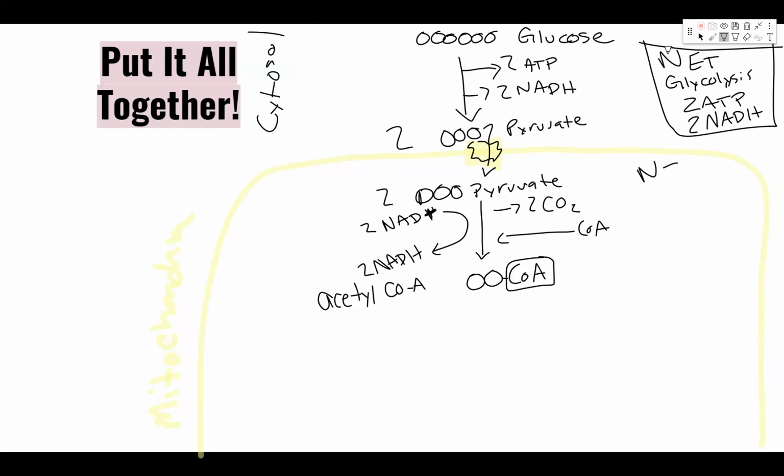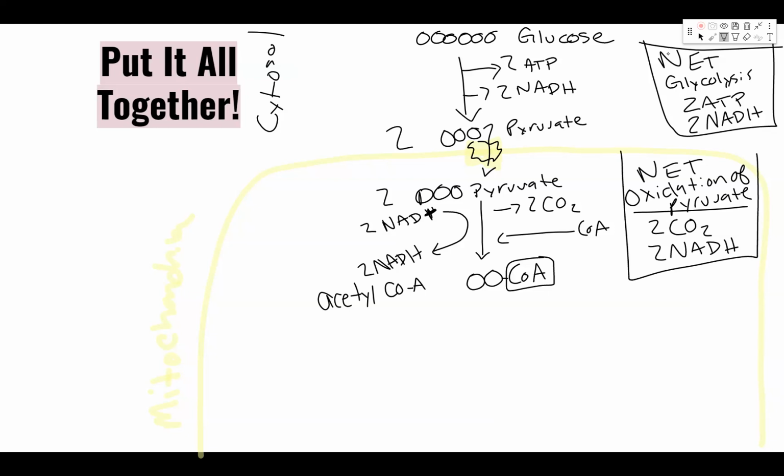So our net oxidation of pyruvate is going to give us 2 carbon dioxides, 2 NADHs, and we'll have our 2 acetyl-CoAs. Or just tracking our energy carriers.